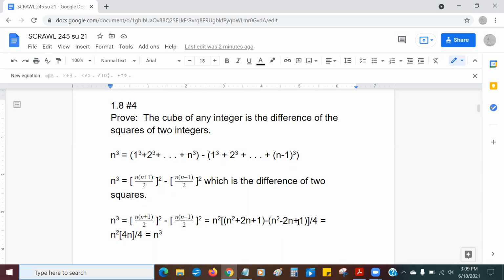And now when I combine this, a whole bunch of stuff cancels, and I get n squared times 4n over 4, because the n squared minus n squared disappears, the 1 minus 1 disappears, but 2n minus negative 2n becomes 4n. Cancelling the 4s, that winds up being n squared times n, which is n cubed. So this just verifies that it works.